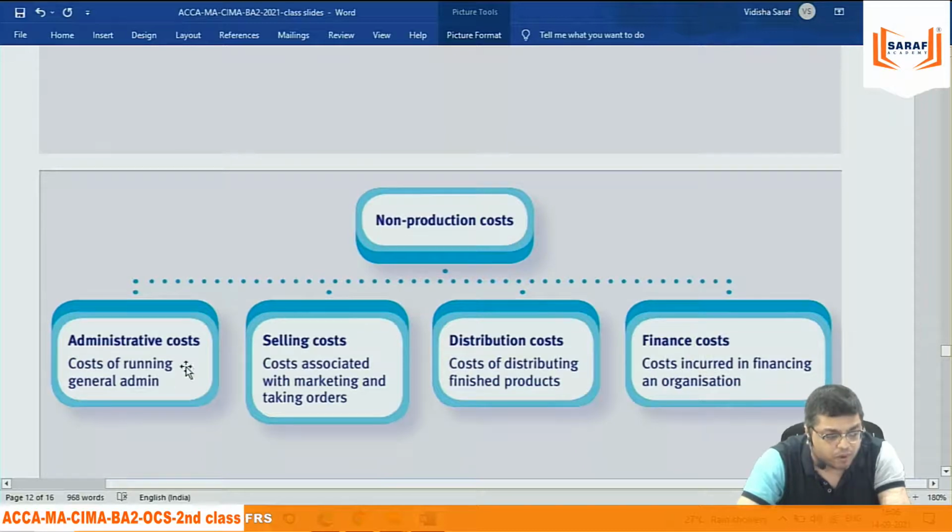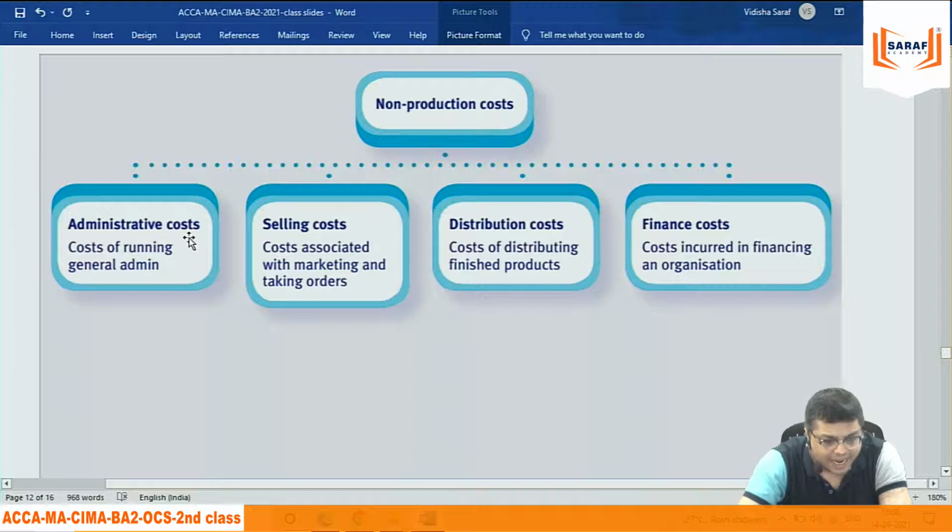And under non-production: admin, selling, distribution, finance. Non-production, administration: office electricity, office rent, office staff salary, office where the administration work is done. Selling cost: advertisement, marketing, cost associated with marketing and taking orders. After the order is received, we are distributing, giving the goods to the customers. Cost of distributing finished goods. Financing: loan, interest. Interest on loan is a financing cost. These are non-production costs. These are not included in the value of closing stock.